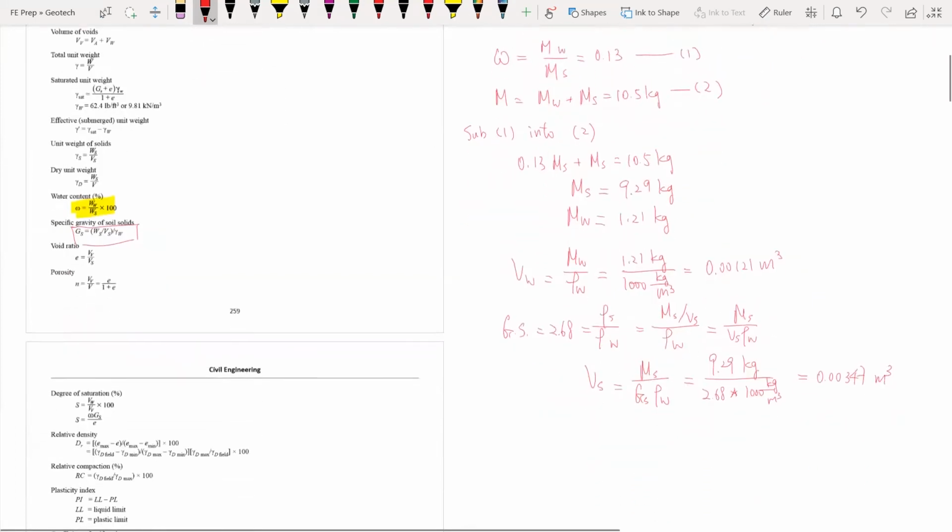Okay, and next, if we solve for the volume of void, it equals the total volume minus the volume of solid.